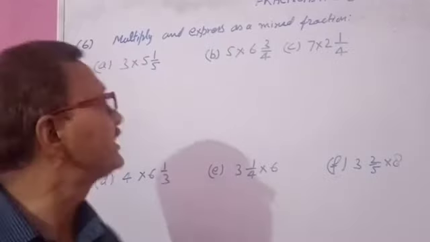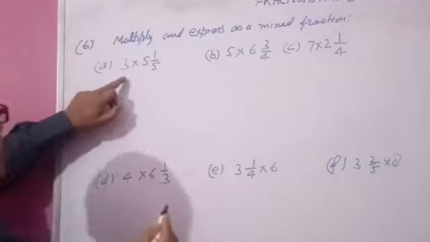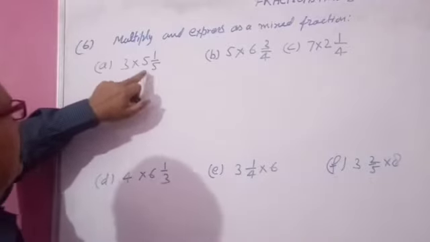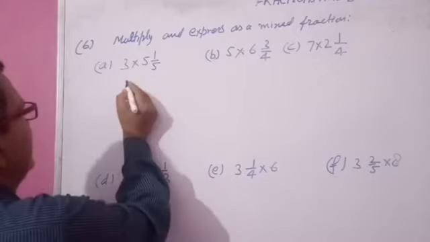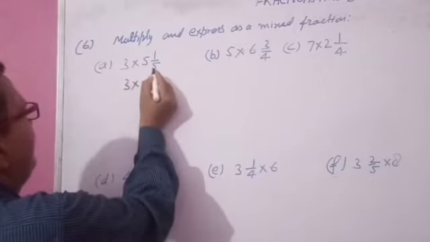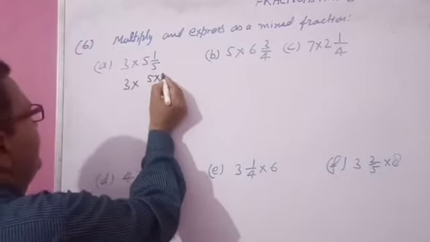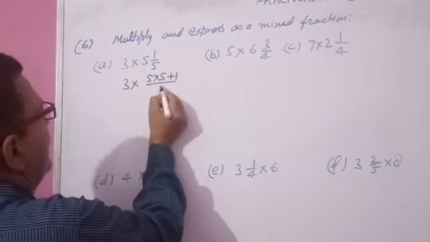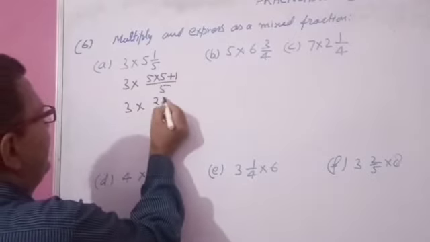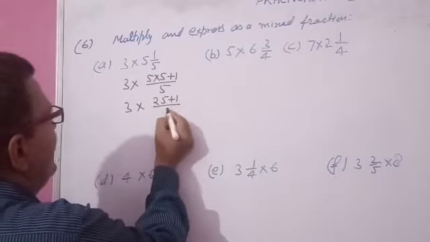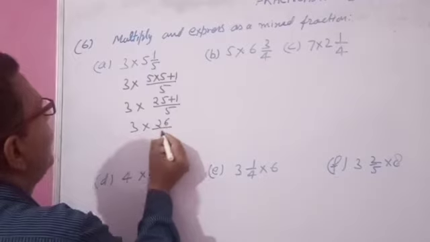Now question number 6. Multiply and express as a mixed fraction. First of all, you will multiply this mixed fraction. You will change the mixed fraction into an improper fraction. Then 3 multiplied by 5 plus 1 upon 5. That is 3 multiplied by 5 5s are 25 plus 1 upon 5. That is 3 multiplied by 26 upon 5.